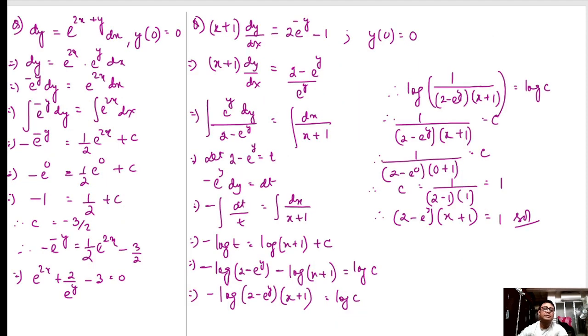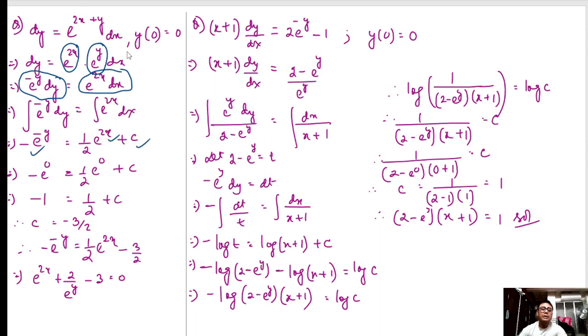Next sum, friends. This is the sum. So now again, we separated this part so that we can separate the y part and the x part and put integration in front. So the integral of e to the power minus y is minus e to the power minus y. The integral of e to the power 2x is e to the power 2x by 2 plus c.